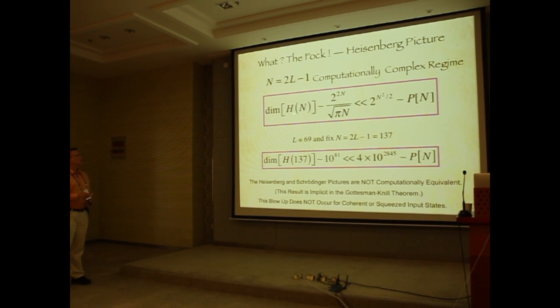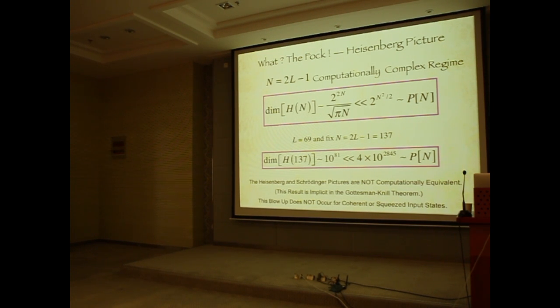And you work this out using Stirling's formula, and you end up with this number, which turns out to be much less than the Schrodinger picture number, but it's still exponential, so it still sucks. So taking L equals 69, number of photons is 137, the dimension of the Hilbert space is 10 to the 81. Again, the number of atoms in the observable universe. The Schrodinger picture, the number of paths is 10 to the 2,845. So Schrodinger picture sucks royally, but still the Heisenberg picture also sucks.